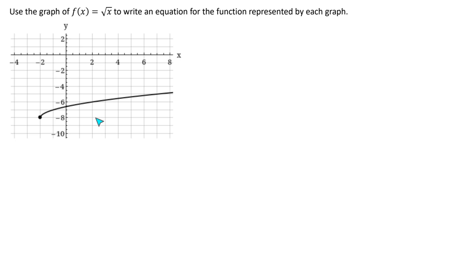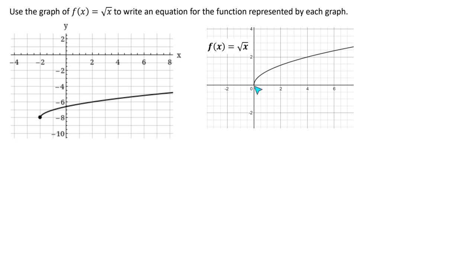The first thing is to recognize that this graph belongs to the square root family. And so for our parent function, I always like to draw the parent function just so that we have something to compare. So this is our parent function, and it looks like this. If we compare this graph with this one, we can see that the graph went down, but we can also see that the graph went to the left.